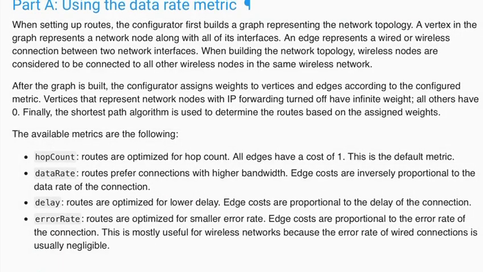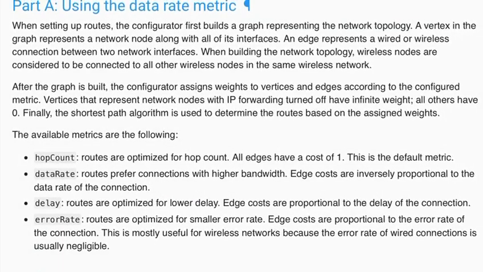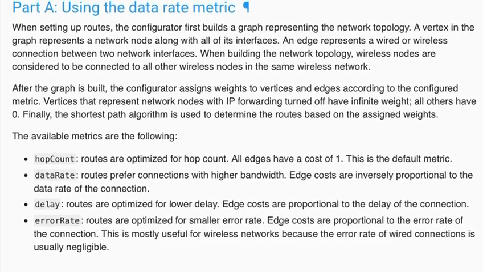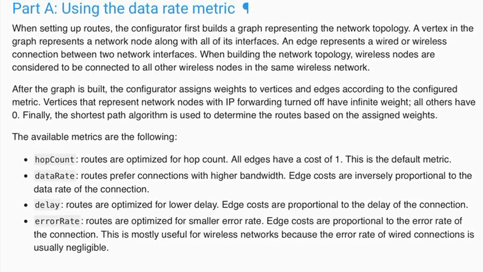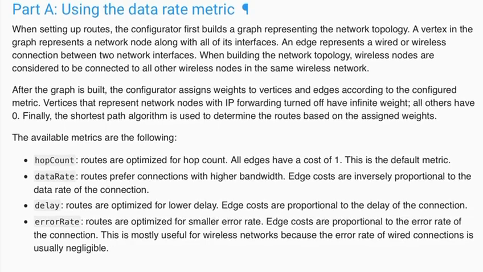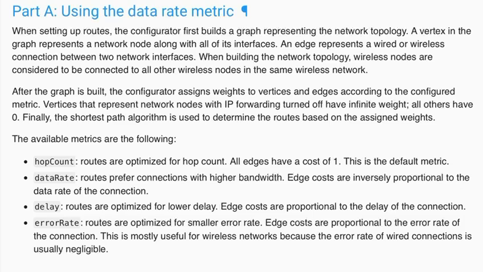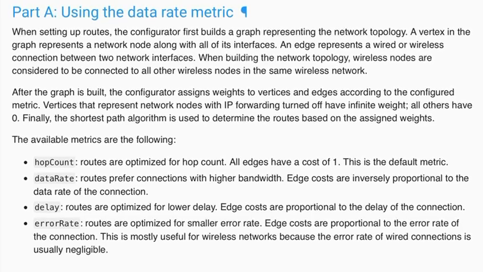Step 6 part A. Firstly we will see, what is a metric? It is a measurement used by the routing protocol to make routing decisions. Each routing protocol uses one or more routing metrics to determine the best path from source to destination. Available metrics are the following. Hop count. Hop count refers to the number of intermediate devices.